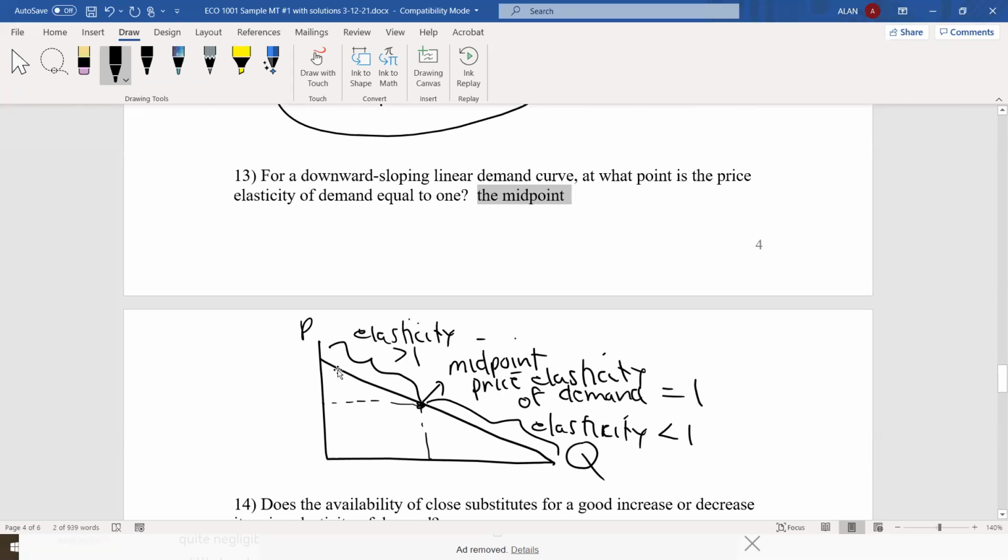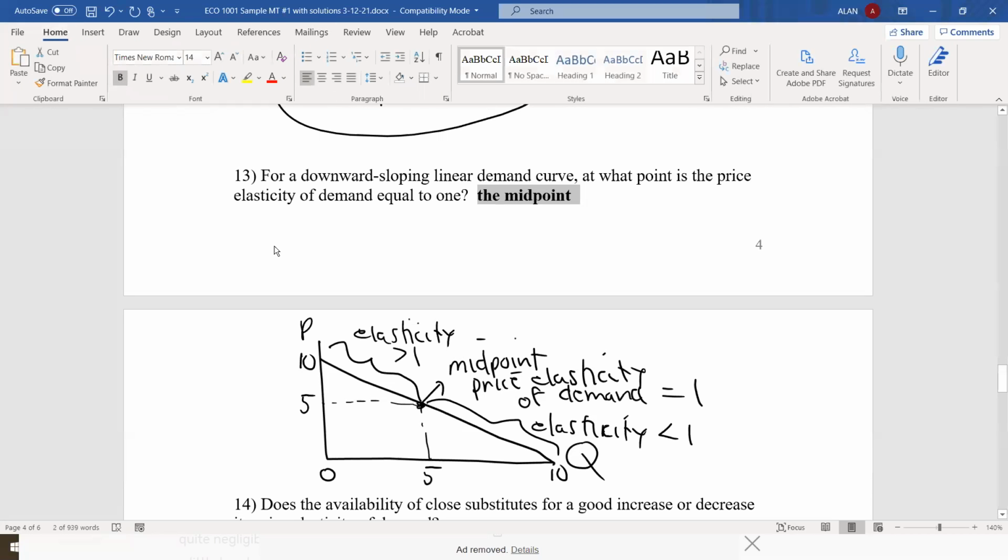In other words, let's put some numbers on here. Let's say the vertical intercept is 10. That means this would be 5. And let's say this is also 10, then this would be 5. That's the midpoint, where price is 5 and the quantity is 5 as well. All right.